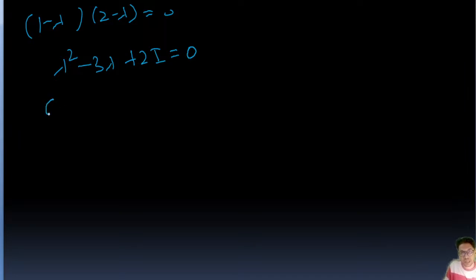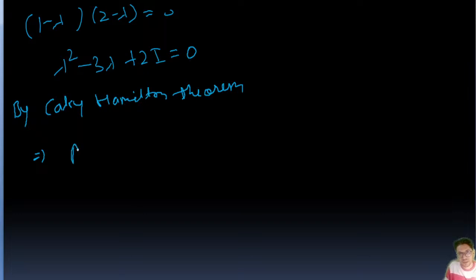And now we use the Cayley-Hamilton theorem. By the Cayley-Hamilton theorem, every square matrix satisfies its own characteristic equation. So this means A square minus 3A plus 2I equal to 0. Very important property. Right? From this equation we can easily find A inverse using the Cayley-Hamilton theorem.